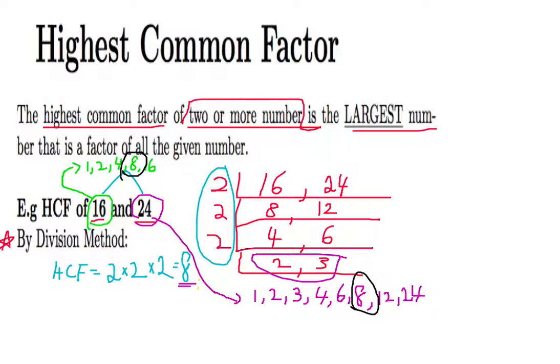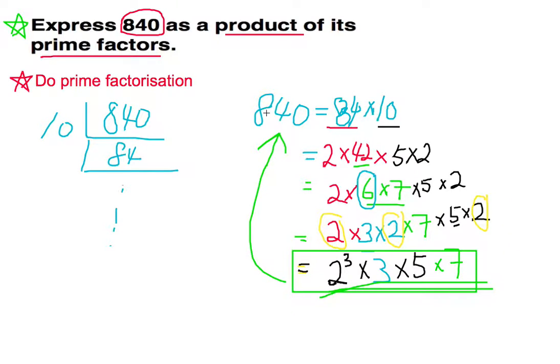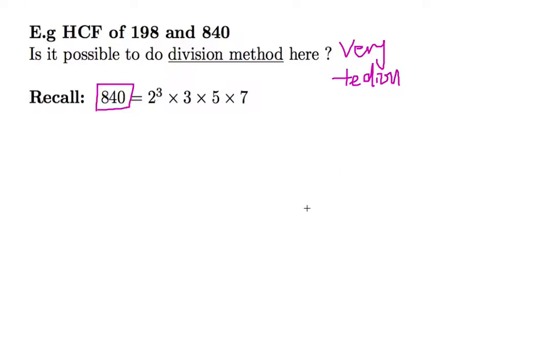So 840, we found the prime factors for 840 here, right? So we did all this and then we got this. So we broke it down to the prime factors for 840. So yes, good. But then we need to do it for 198 here. Okay. So in order to do that, let's just do 198.